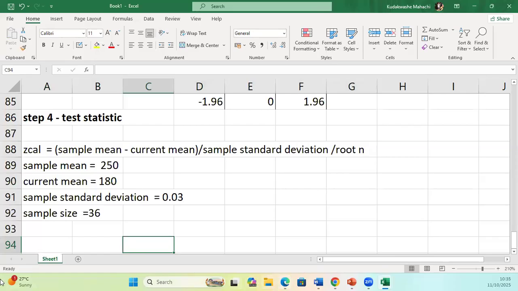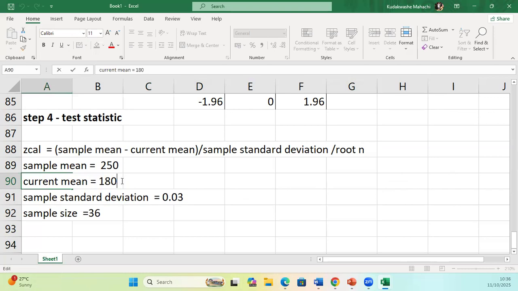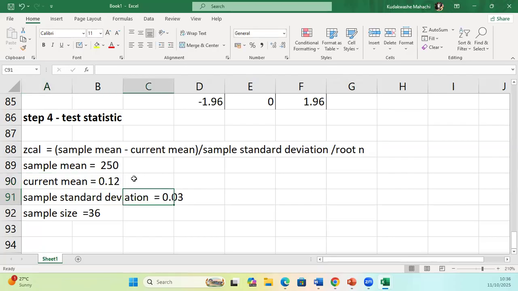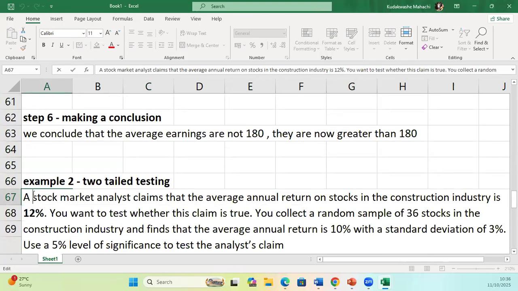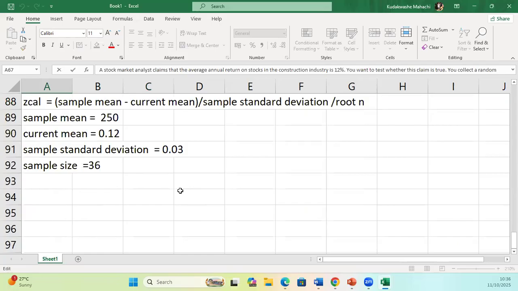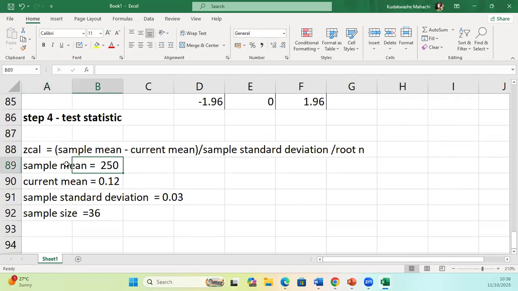Then let's check what else we were told. They said currently the mean is 12%, or 12% is 0.12. So we need the sample mean. Let's go and check the sample mean. The sample mean is 10. From the sample, they got 10%.